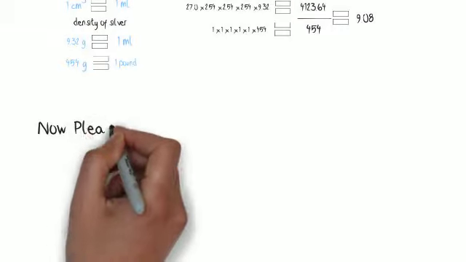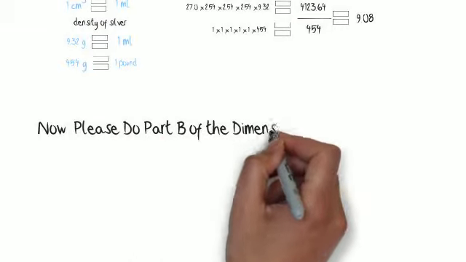So now what I want you to do is go through and try to do part B of the dimension analysis homework. And you should be able to do all the problems on there given what we've seen.